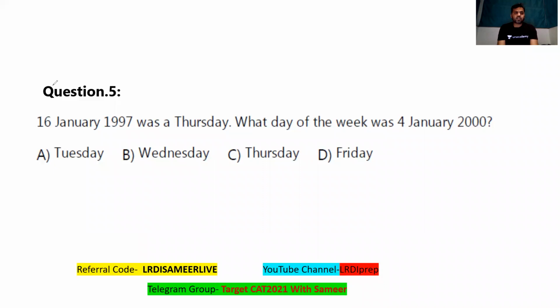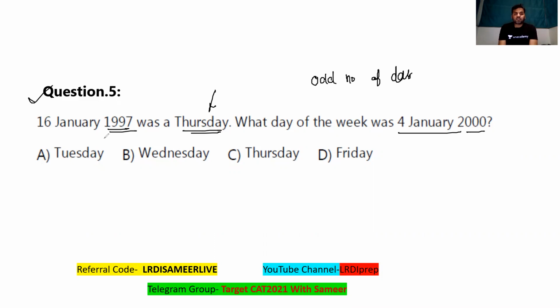So guys, here is question number 5. It says 16 January 1997 was a Thursday. What day of the week was 4th of January 2000? See this, guys, 1997 was Thursday, right? All you need to know to solve this question is the concept of odd number of days, right? The concept of odd number of days.